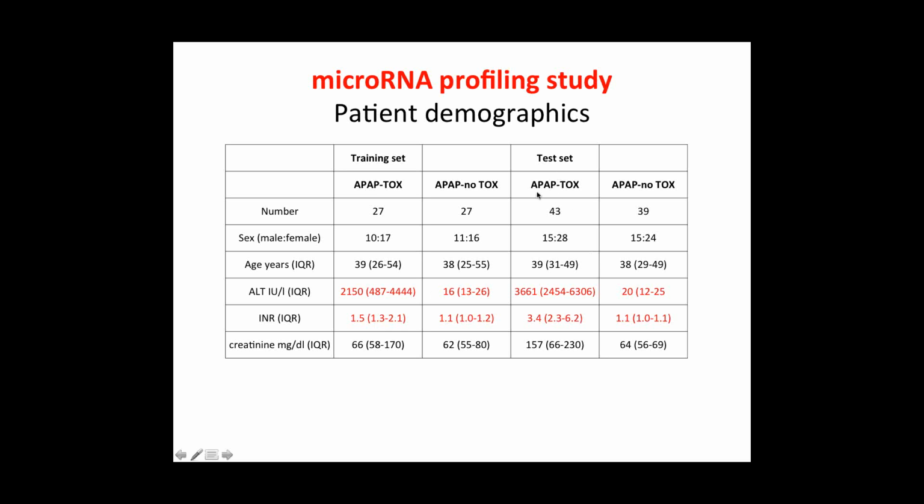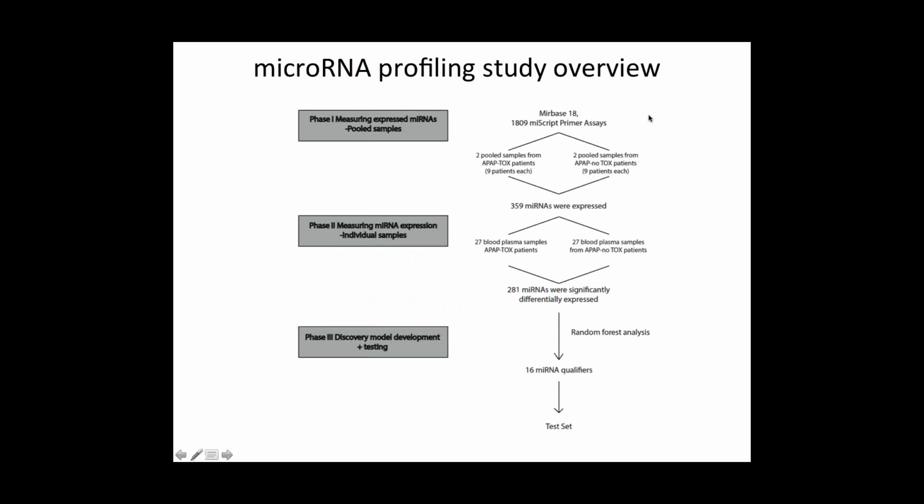The test set, similarly, we had patients with toxicity and patients without toxicity, and actually in the test set, the patients with toxicity were slightly more unwell, as evidenced by the higher INR. But essentially, you've got liver injury, no liver injury, in two groups of patients, both of whom were exposed to excess acetaminophen. And the experimental plan, the experimental protocol, was as follows.